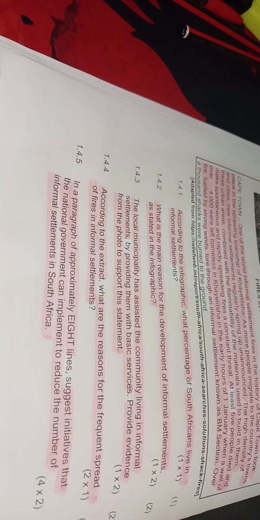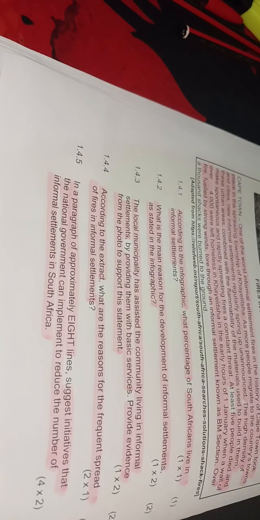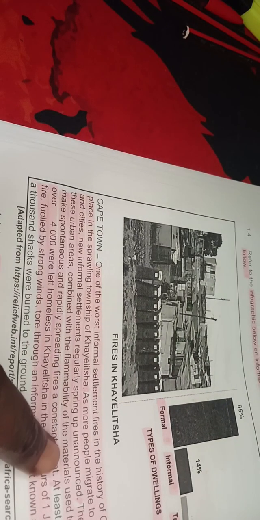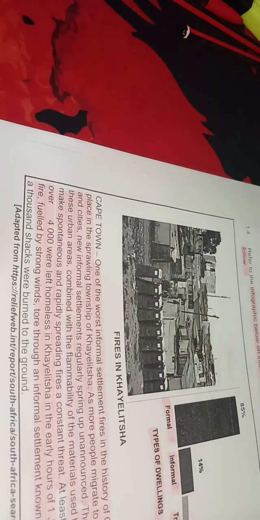Then 1.4.4, it reads, according to the extract, what are the reasons for the frequent spread of fires in informal settlements? Come on, guys. Remember when I was reading the flammability of the materials? Check here. These are the reasons.